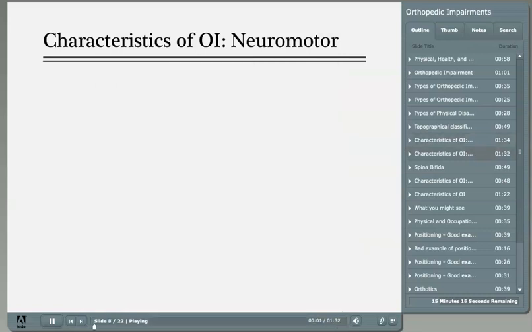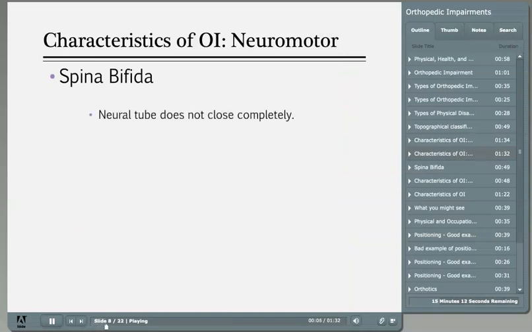Spina bifida occurs when there is a failure of the neural tube to completely close during fetal development. During the first 28 days of pregnancy, special embryo cells form a closed tube that will become the brain and spinal cord. When this process is interrupted and the tube doesn't close completely, a neural tube defect occurs.